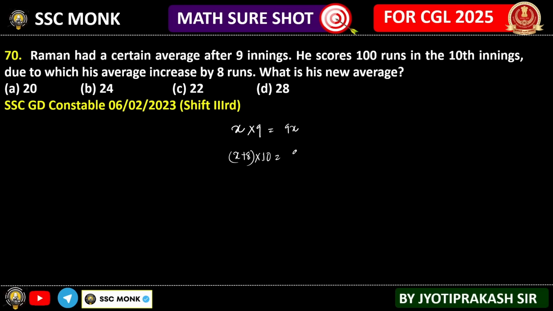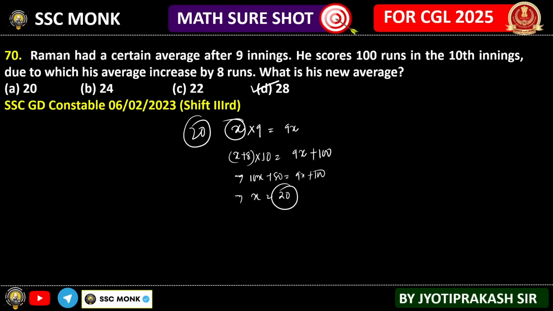And his total run is equal to what? 9x in 9 matches, 100 in the last match. So it can be written 10x plus 80 is equal to 9x plus 100. Or I can write x is equal to 100 minus 80, that is 20. That means previously his average was 20. Now his average is 28. So it is asking about the new average, that is 28.